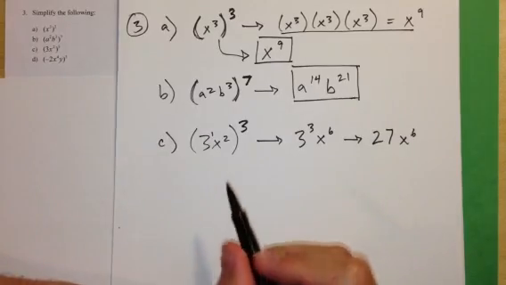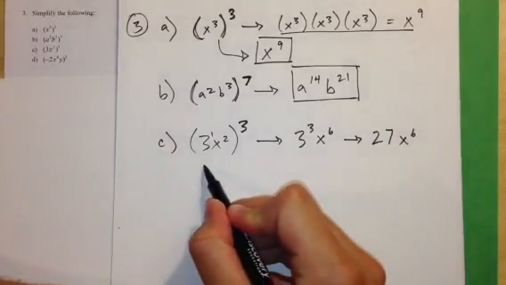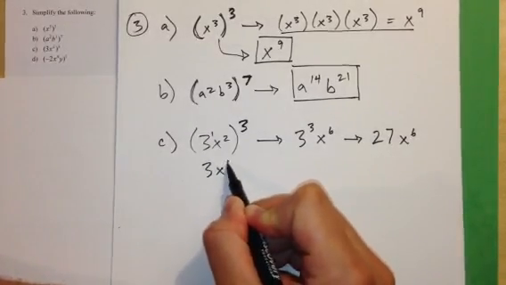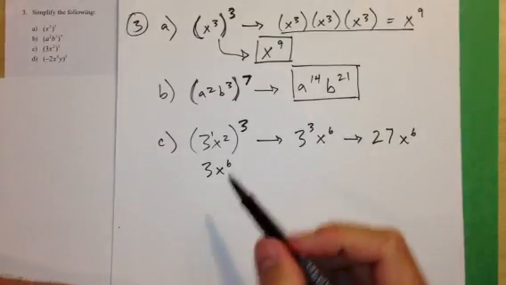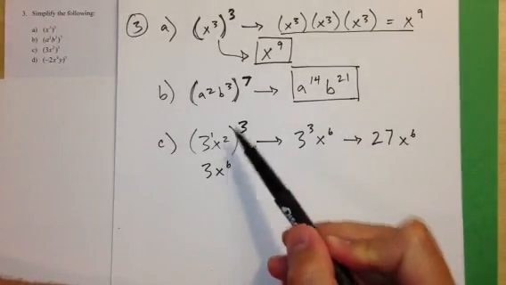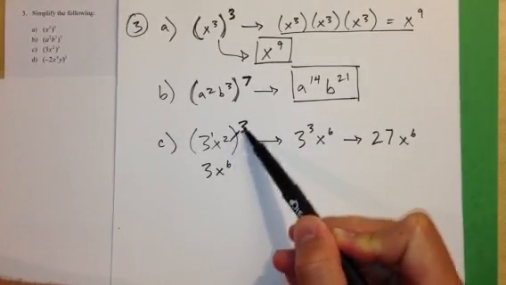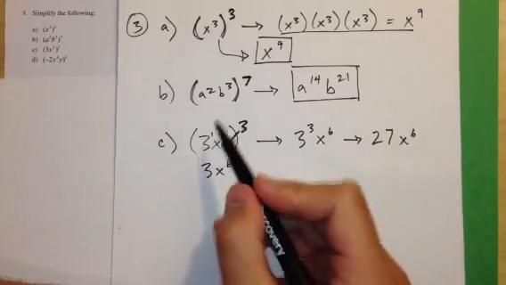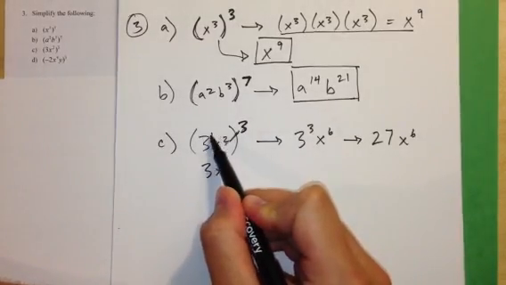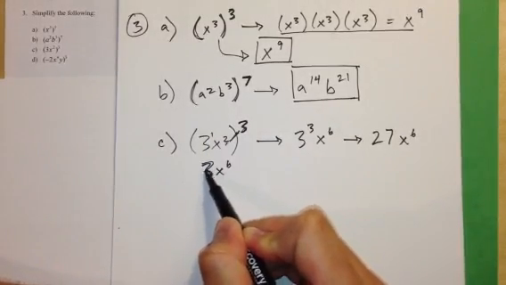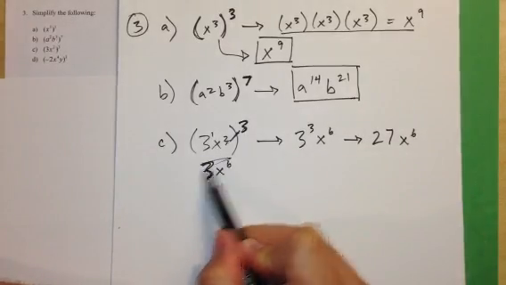The most common wrong answer on the spring interim was 3x to the 6th. Most students got that this was the power rule, so you had to multiply 2 times 3, but they forgot that the 3 also had to be applied to the coefficient out here. So this answer was wrong.